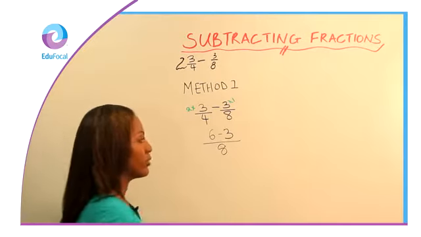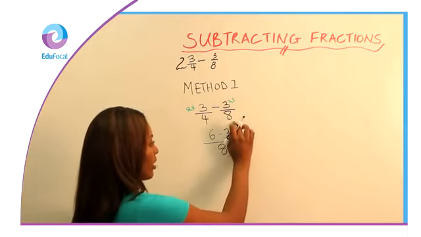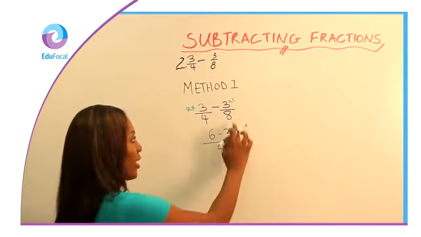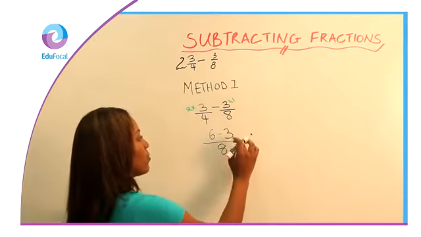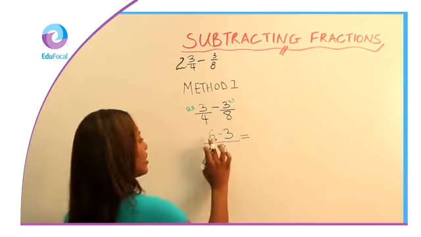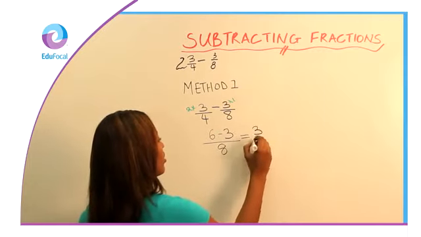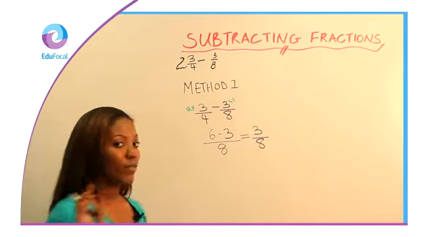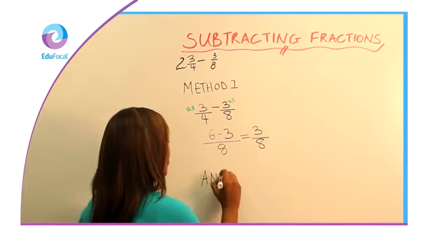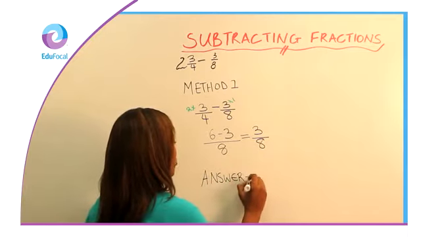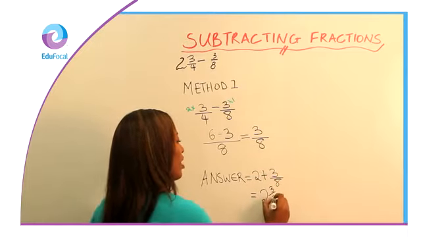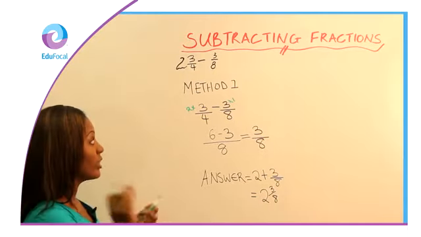I pointed it out earlier, but I will do it again. When the denominator and the LCM are the same, the numerator will be the same. So 8 is the same as the LCM, and so the numerator will remain the same. From there on, you just subtract. 6 minus 3 will be 3 over 8. But that's not the final answer. Remember, we had our whole number. So our final answer will be 2 plus our fraction, which we say is 2 and 3/8. And that is method 1.